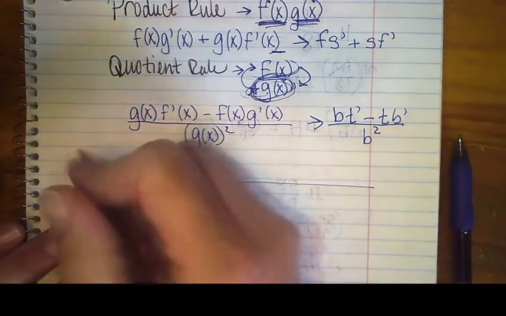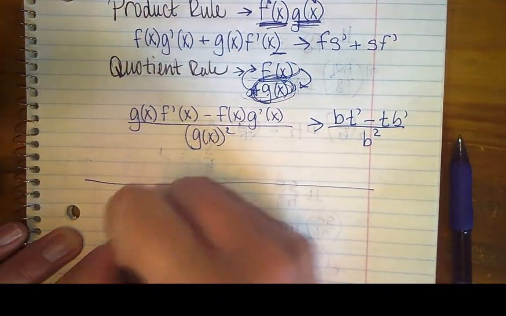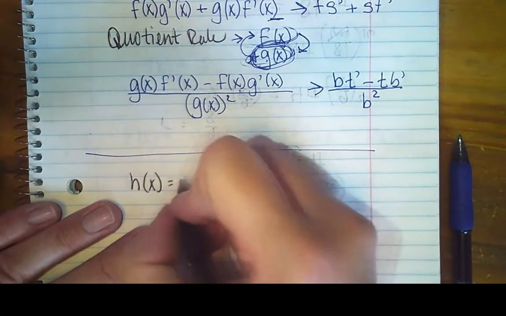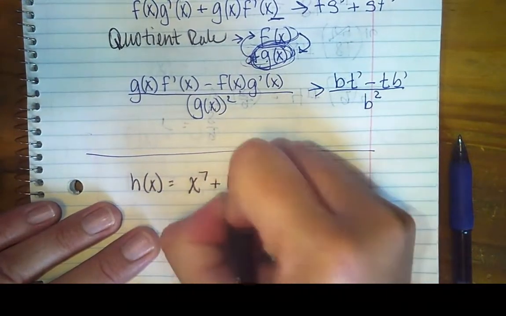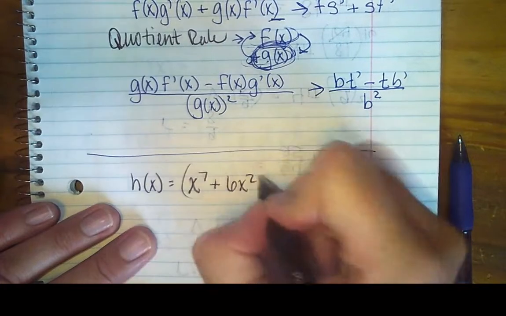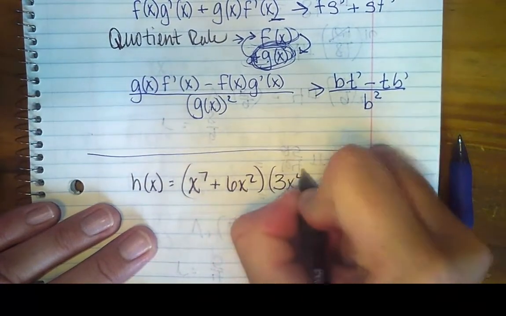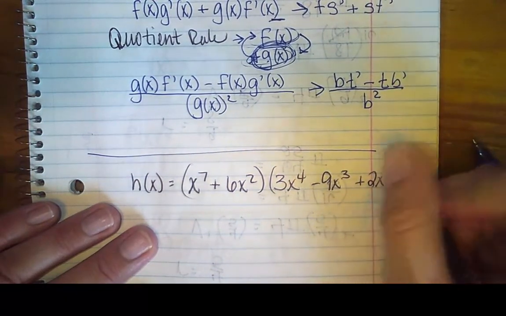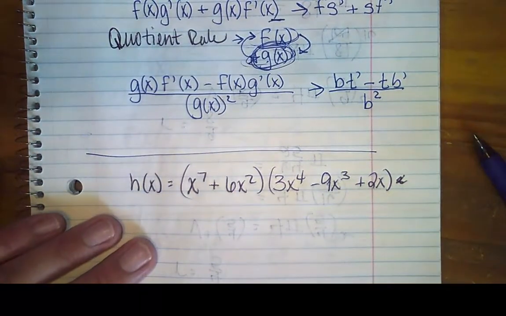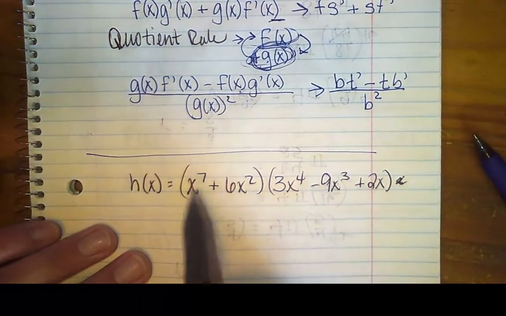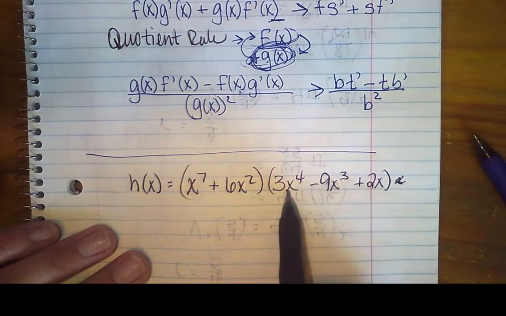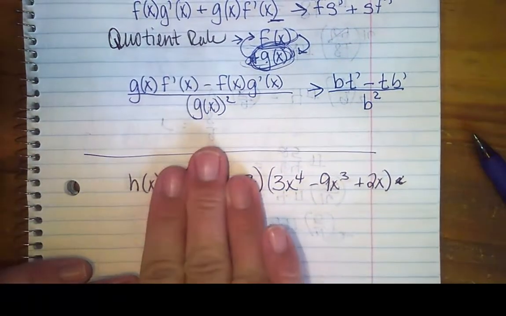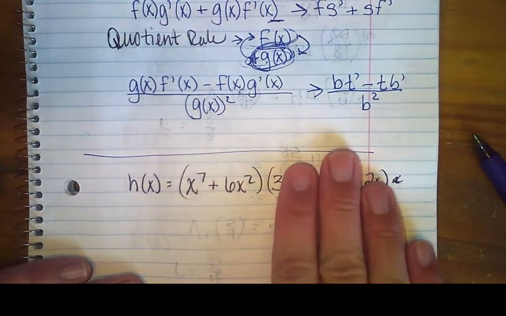So we have, if my function is, and I have, let's think, I'm making this up, x to the 7th plus 6x squared times 3x to the 4th minus 9x to the 3rd plus 2x, well, we'll just do plus 2x because that's where I wrote the parentheses. Okay, so here's the deal. I've got this chunk times this chunk, and they both have variables in them. So my bigger picture is I've got variables times variables.